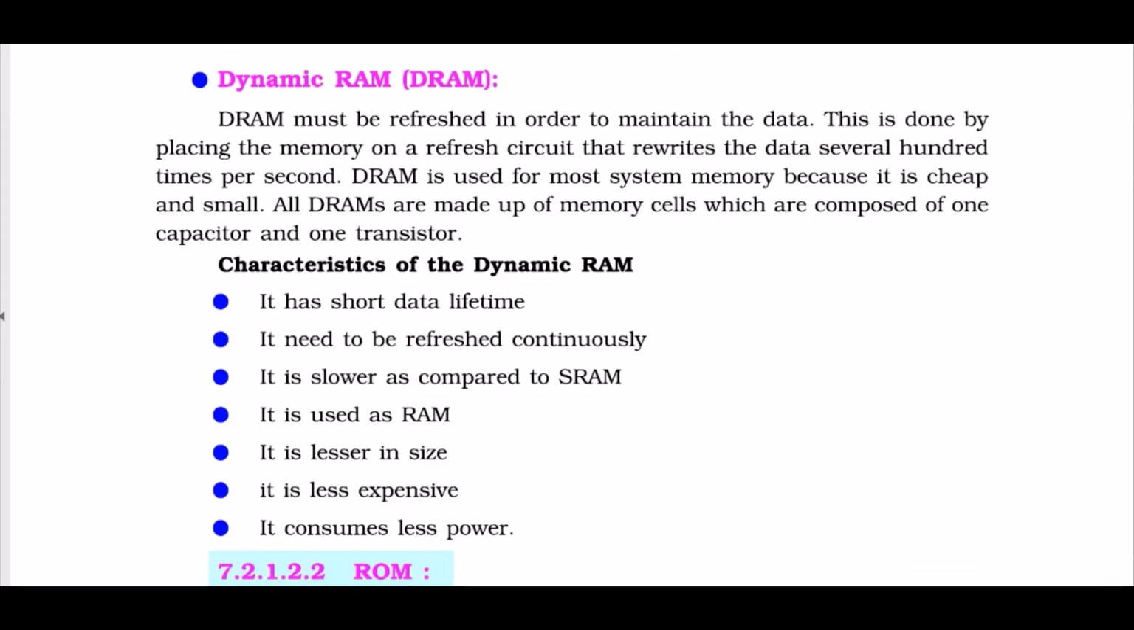DRAM. DRAM must be refreshed in order to maintain data. Correct? This is done by placing the memory on a refresh circuit that rewrites data several hundred times per second. DRAM is used for most system memory because it's cheap. The data has a short lifetime. It needs to be refreshed continuously. It is slower than SRAM. It is used as RAM. Normally, we call it RAM in a system. It is lesser in size, smaller. It is less expensive and it consumes less power.